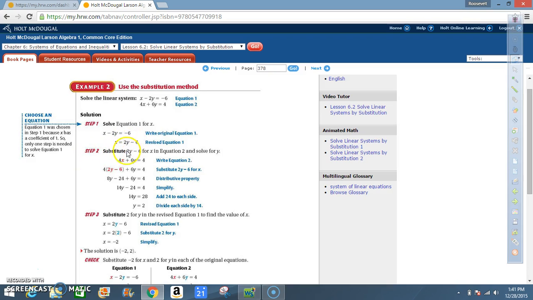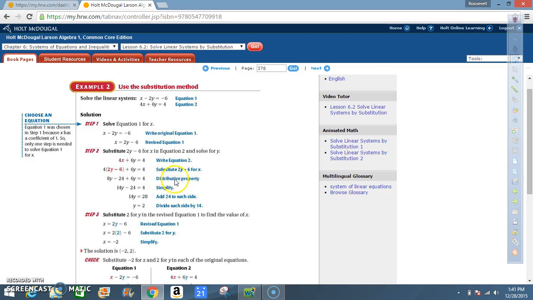Next, step 2, substitute 2y minus 6 for x in equation 2 and solve for y. So that's what we're going to do. We're going to take the 2y minus 6 and substitute. So first we write equation 2, 4x plus 6y is equal to 4. Substitute 2y minus 6 for x. So 4 times 2y minus 6 plus 6y is equal to 4.